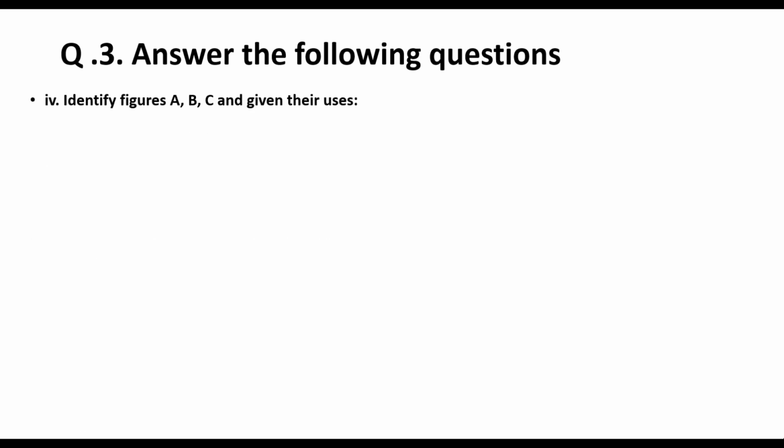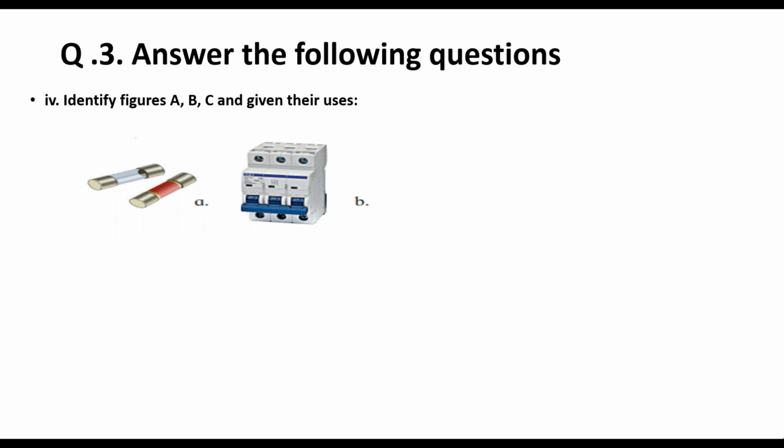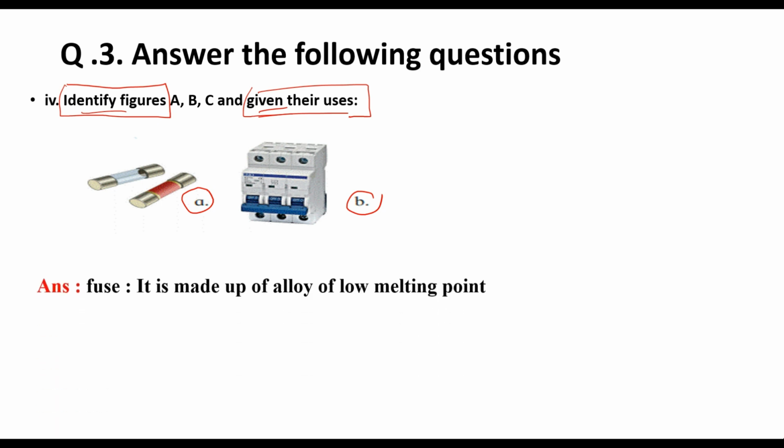Now the next question is question number 4. You are given diagrams, and in total 3 diagrams are there, but on screen now you are getting the first 2 diagrams. Identify the figure and give their uses, meaning 1 mark is for the identification and 1 mark is for their uses. So let us see how to write the answer of this particular question.